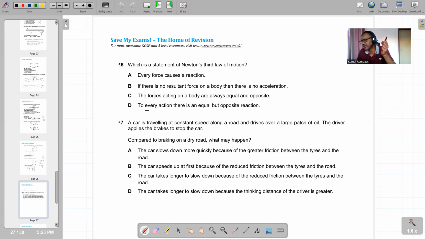To every action, there is an equal but opposite reaction. Here, one could say every force causes a reaction. To every action, there is an equal and opposite reaction. That is the statement I choose.